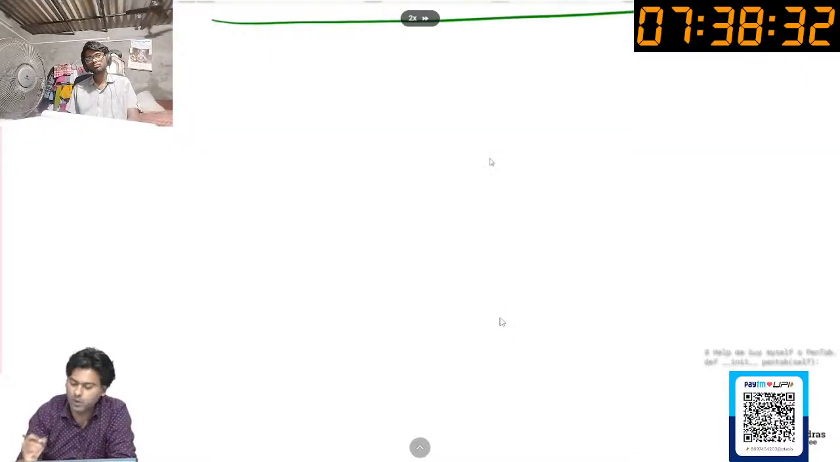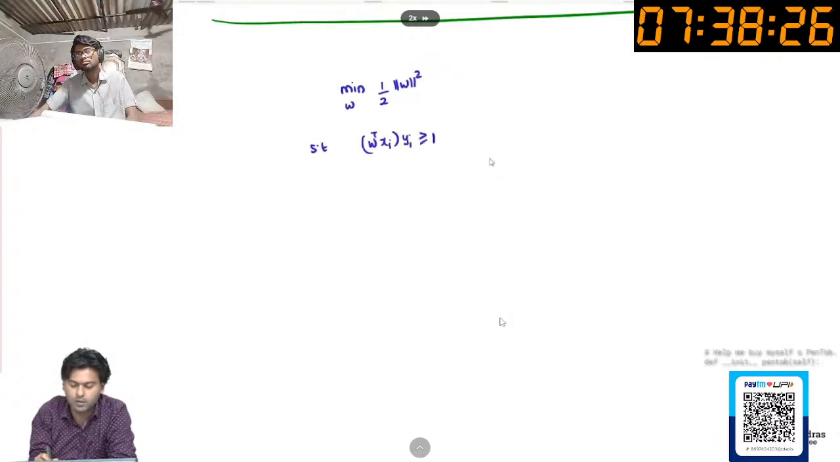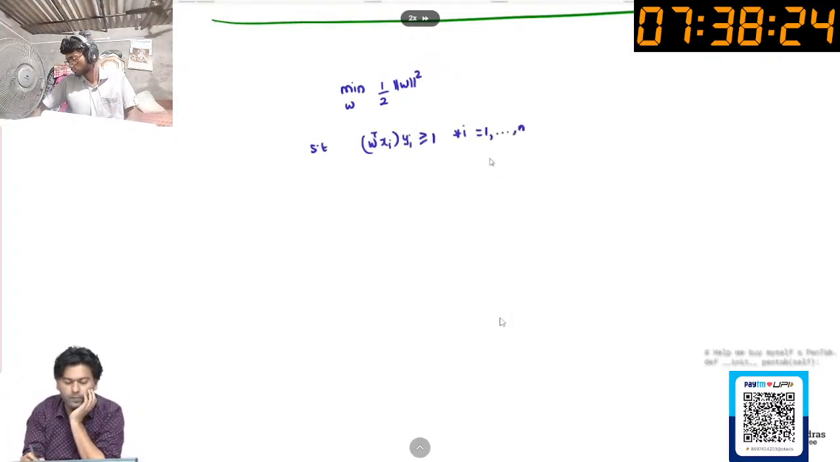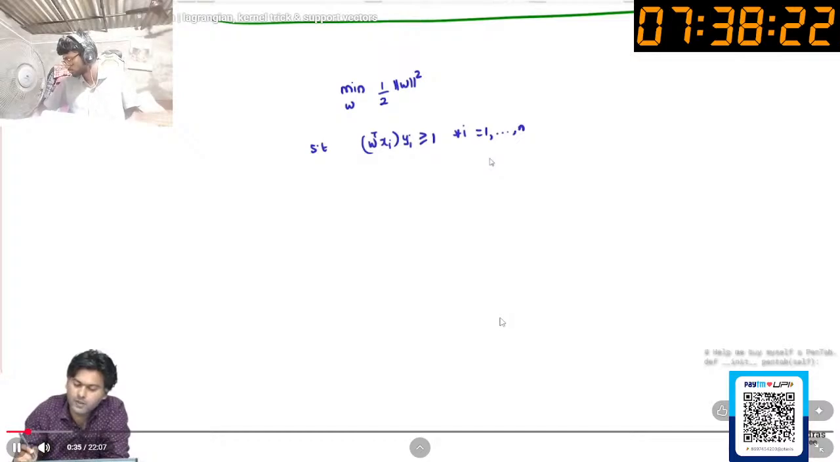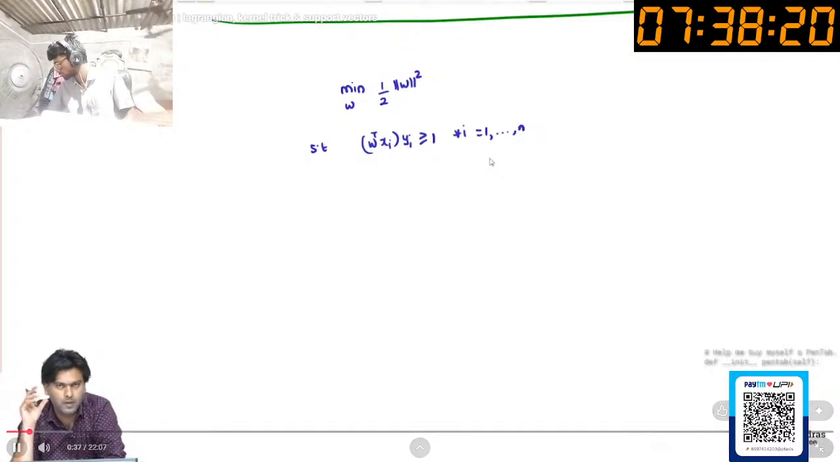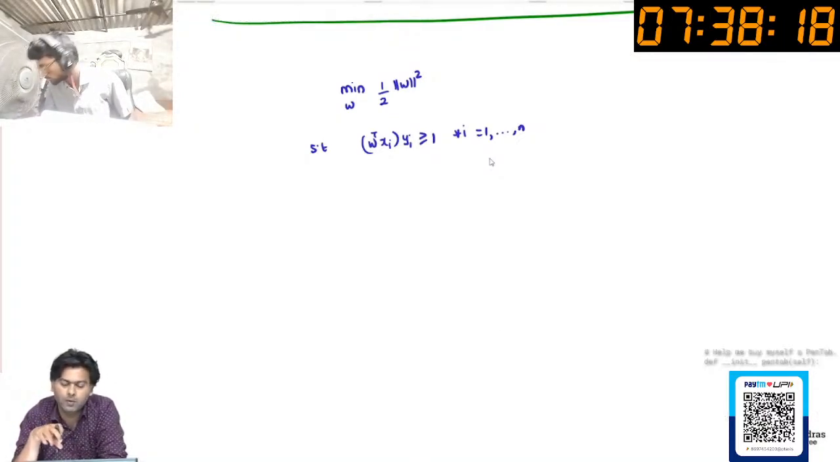Let's go back to our problem and see what it was. Our problem was the following: min over half norm w squared, such that w transpose xi into yi is greater than or equal to 1 for all i equals 1 to n. This was our original problem. First question is, does this min-max swap that we will do later apply to our problem?